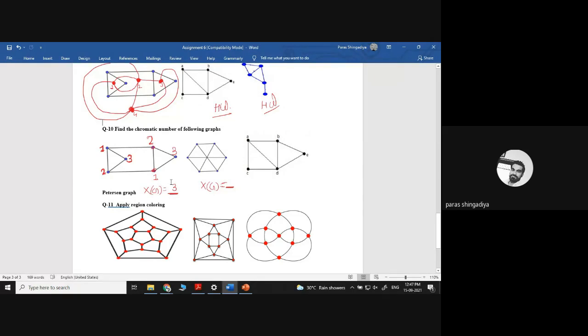Yes. What is the answer in the second one? How many colors are required for the second graph? 2 colors. Yeah, very good. Okay. All of you have got the answer 2. Okay, nice. Clear.